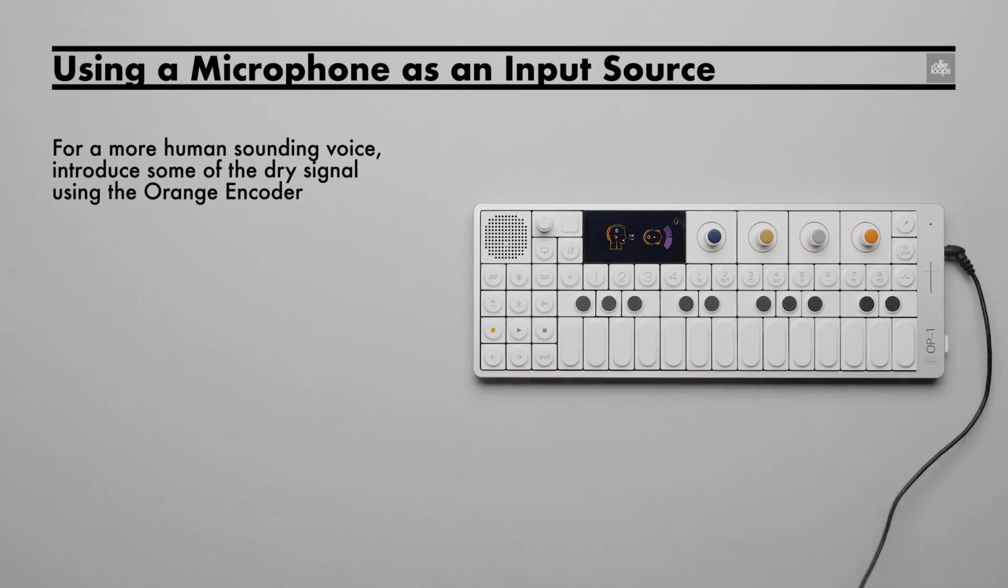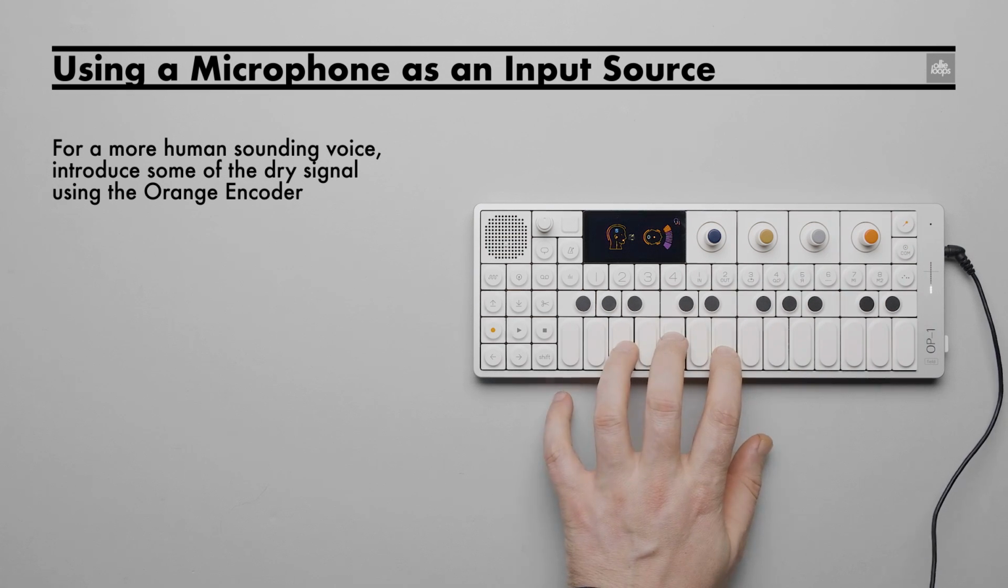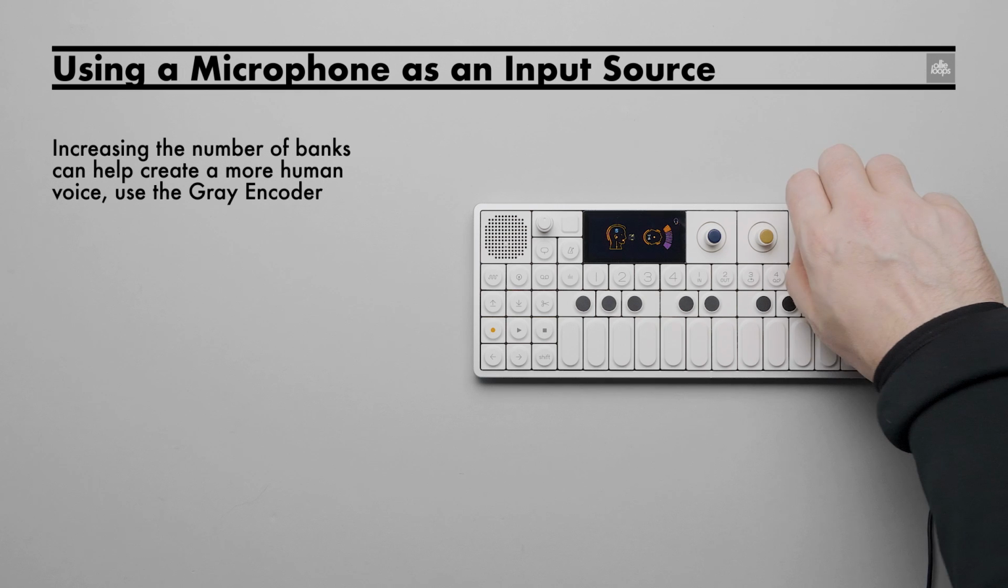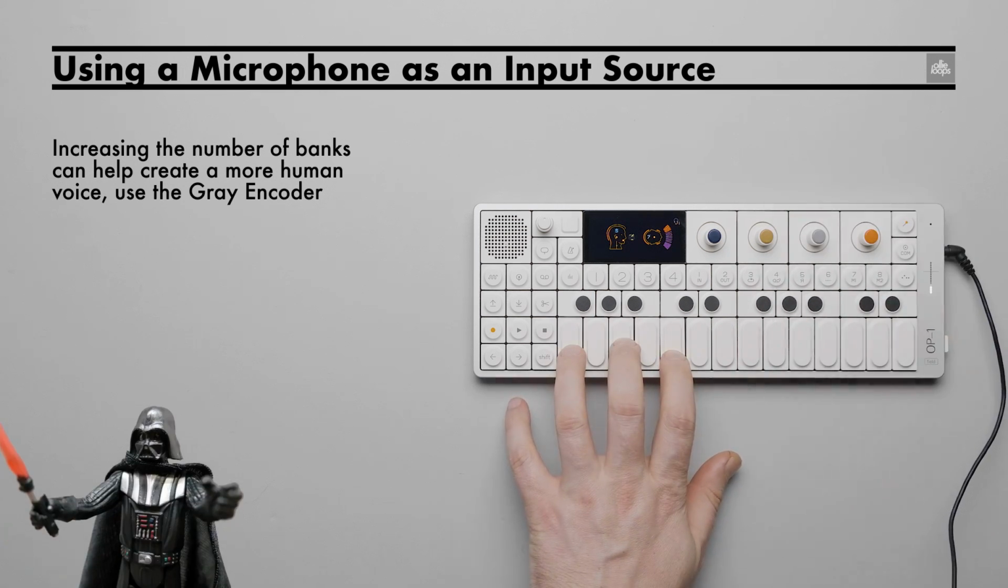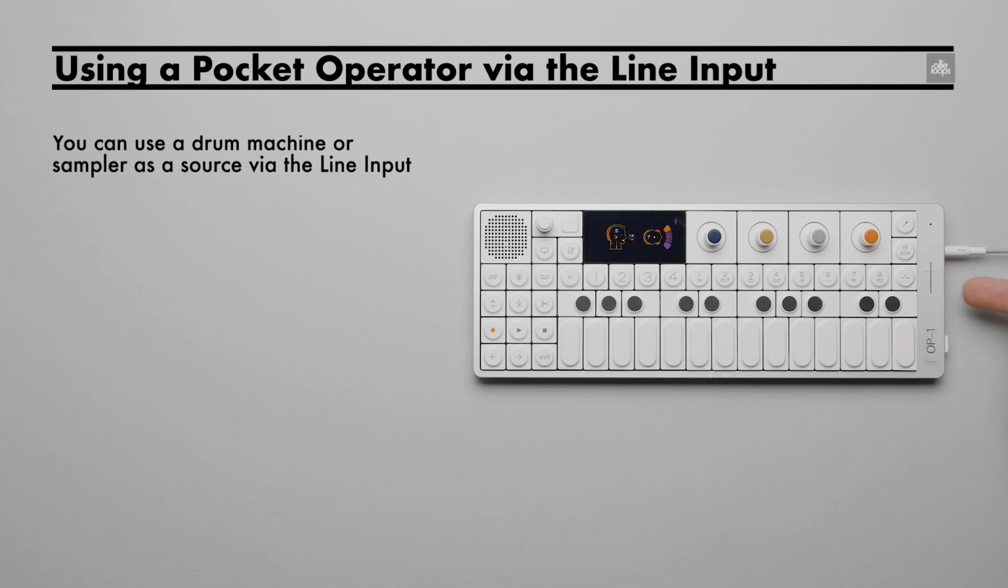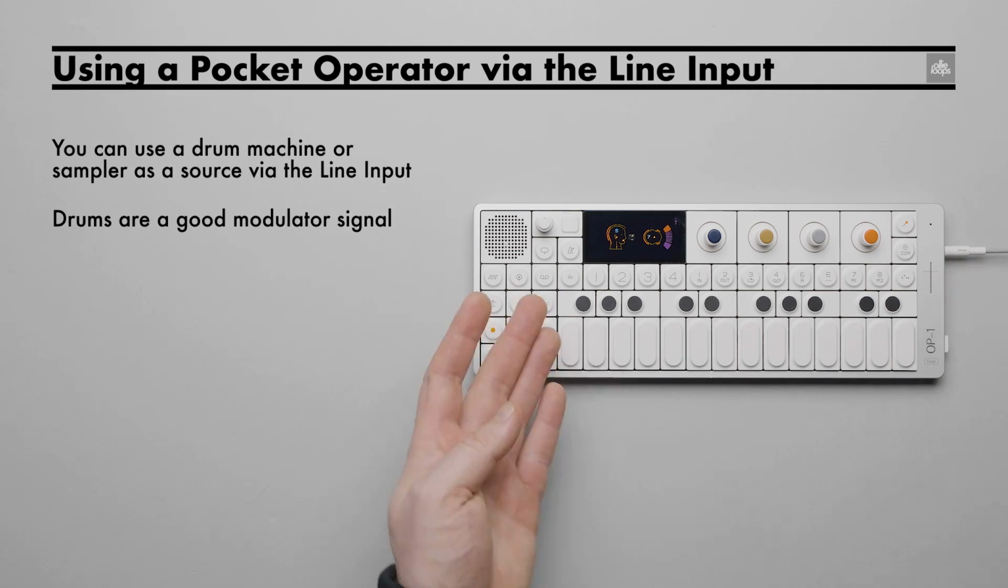To get a more recognizable voice, bring in some of the original modulator signal as desired using the orange encoder. Increasing the number of bands helps as well, which we can adjust with the gray encoder. We can also use the line input on OP-1 as a modulator. Drums also work well as a modulator signal.